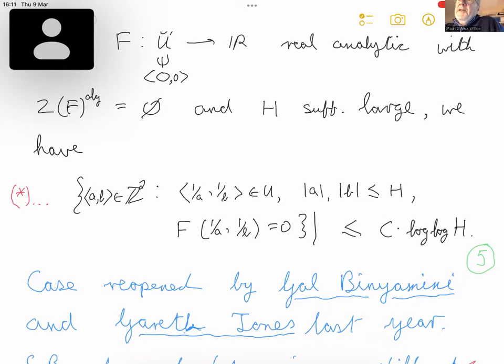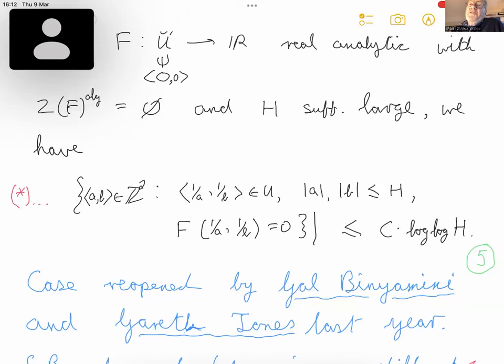Now, the theorem is definitely false if you just take arbitrary rationals. There are certainly examples of an analytic function of one variable that takes a lot of rational values for rational arguments, maybe H, even H to the epsilon for epsilon going to zero. So the first result I mentioned is the best you can do here for arbitrary rationals. But for inverse integers, you get this log log H.